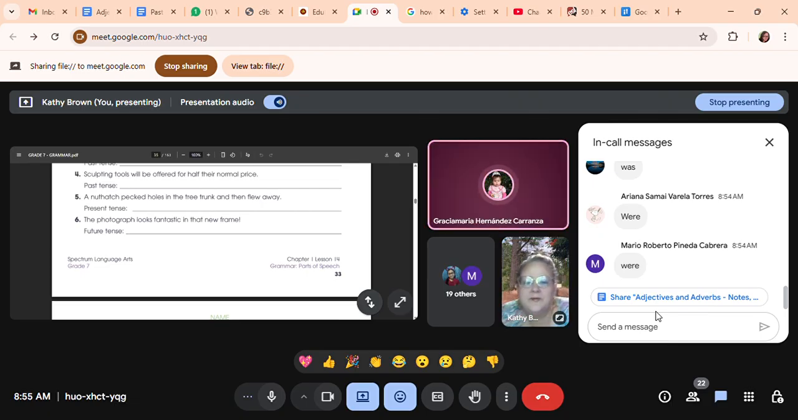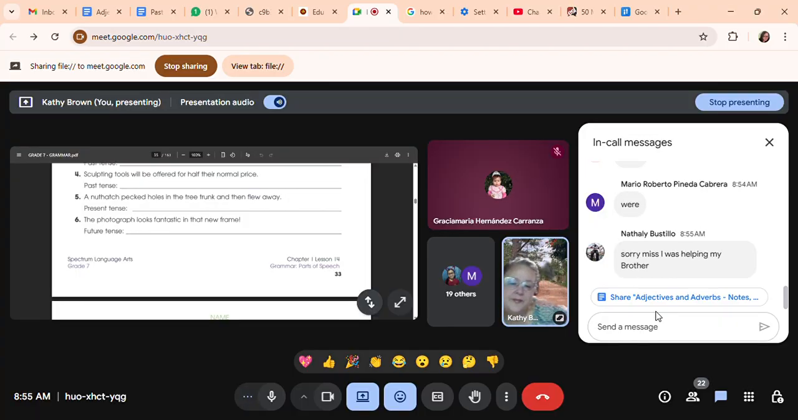A nuthatch pecked holes in the tree trunk and then flew away. Yeah, a nuthatch is a bird. And so we have 2 verbs, pecked and flew. What tense are those verbs in? Are those in past, present, or future, Gracia Maria? Okay, past. So if we're going to change them to present tense, what do we need to do? Let's try the pecked. What do we need to do with pecked to change it to present tense?